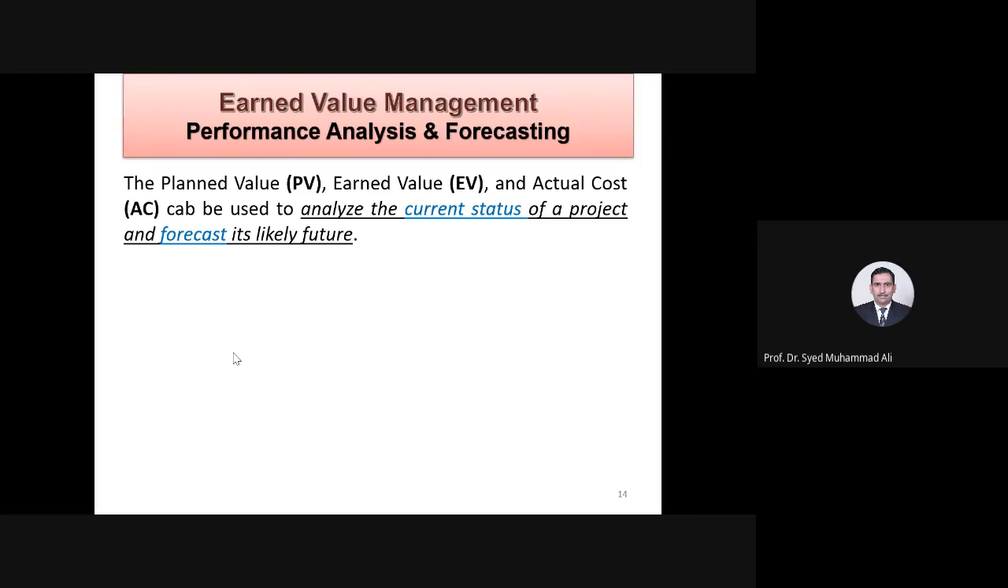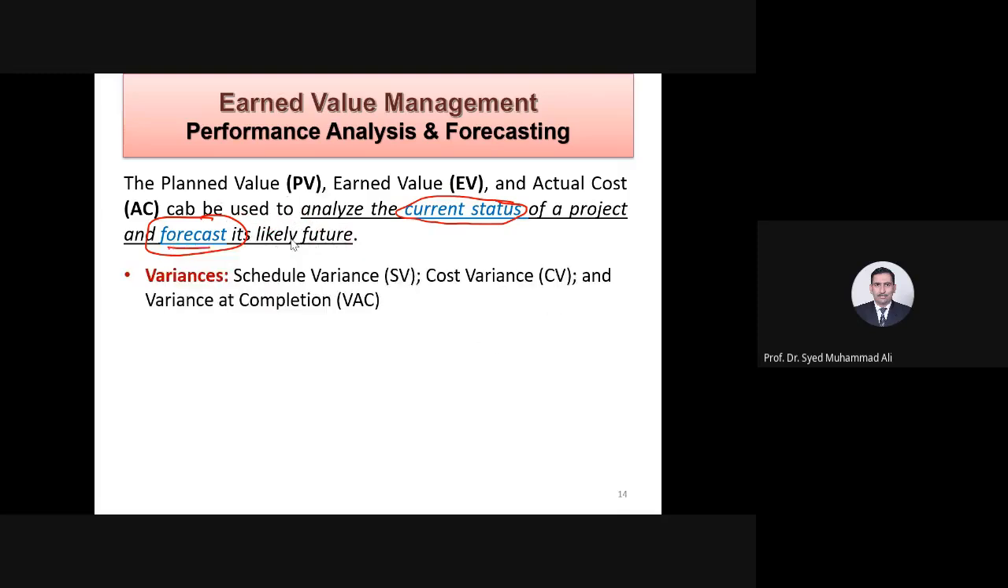Okay. The planned value PV, earned value EV, and actual cost AC can be used to analyze the current status of the project and forecast its likely future. From these values we will find out the current status, and lot of statistics will be drawn from here, and then we are going to make the forecast, that is, the expected future values.